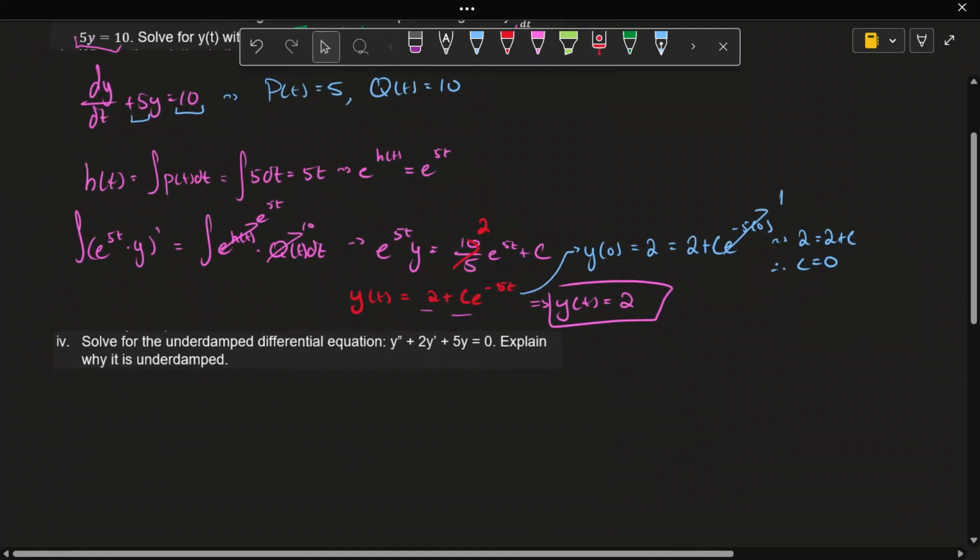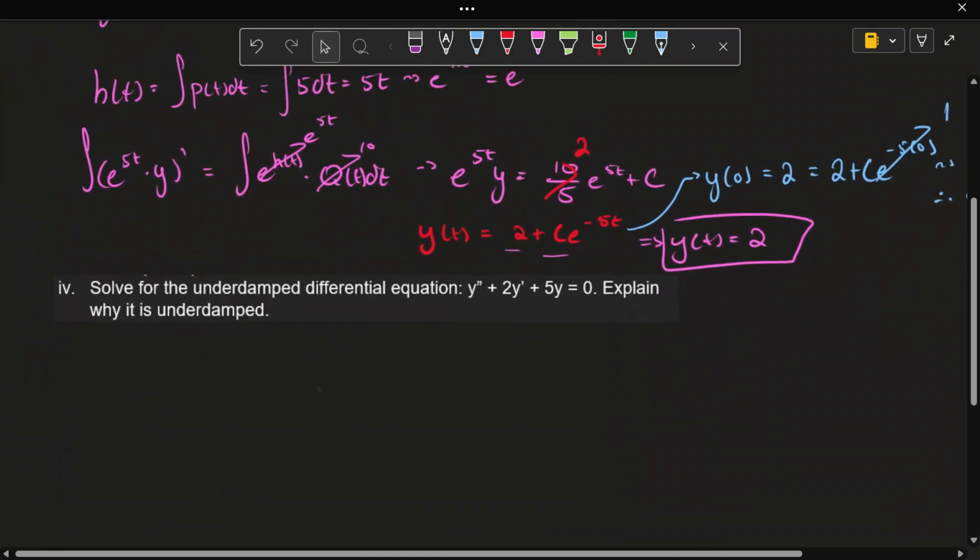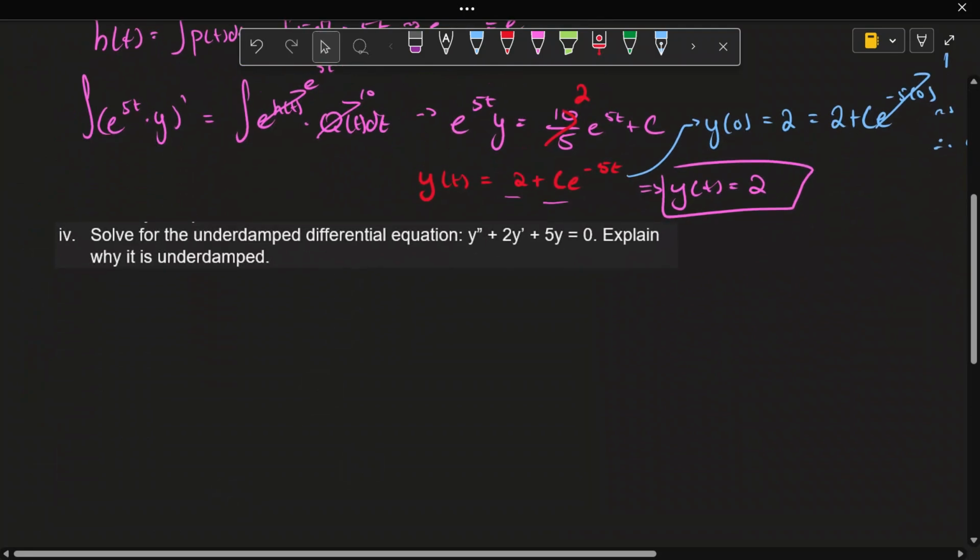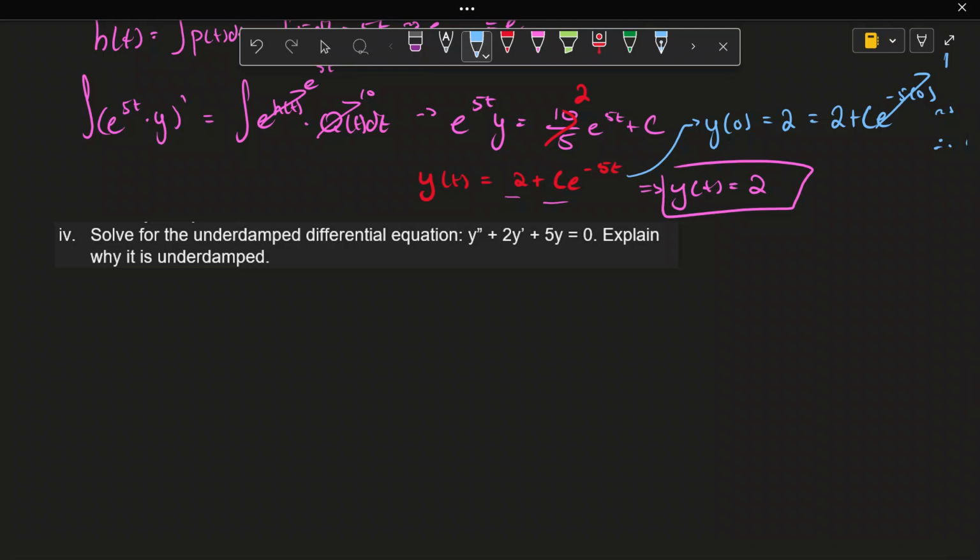All right, so now we go on to the next question, a second order differential equation. And it says it's underdamped. What does that mean? Well, we're going to get to that part later. But right now, what we have to do is solve for the roots. We replace y double prime with r squared, and we replace y prime with r. The y by itself is going to be a constant. It's going to be equal to 0.